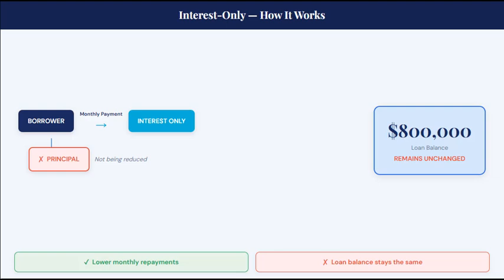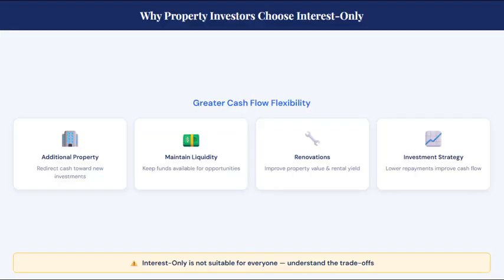Because you're only paying interest, your repayments are lower than an equivalent principal and interest loan. This can improve short-term cash flow. That's one reason interest-only loans are commonly used by property investors. Some investors prefer to direct their available cash toward owner-occupier home loans or maintaining liquidity rather than reducing loan principal.